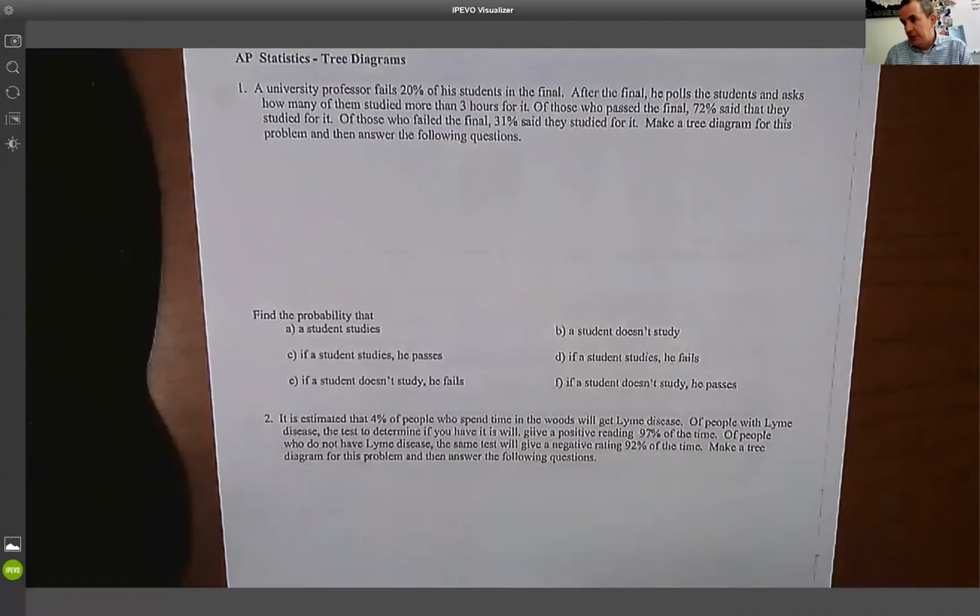And let's take a look at a couple of these tree diagrams, see how we do it. So start with the first one. This is from last class. I wanted to make sure I had a video explaining it.